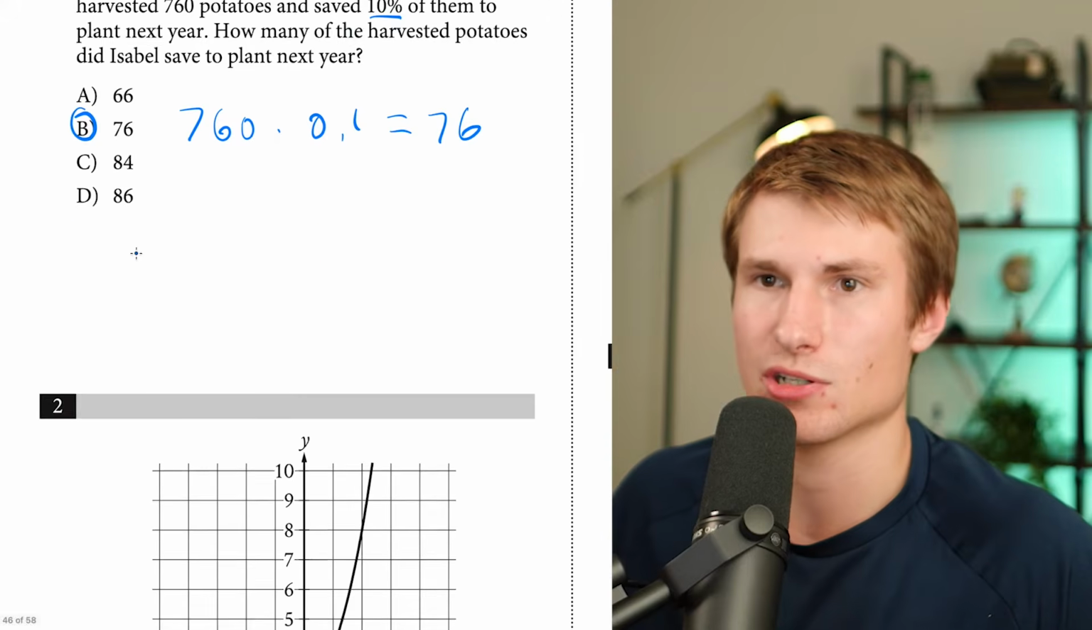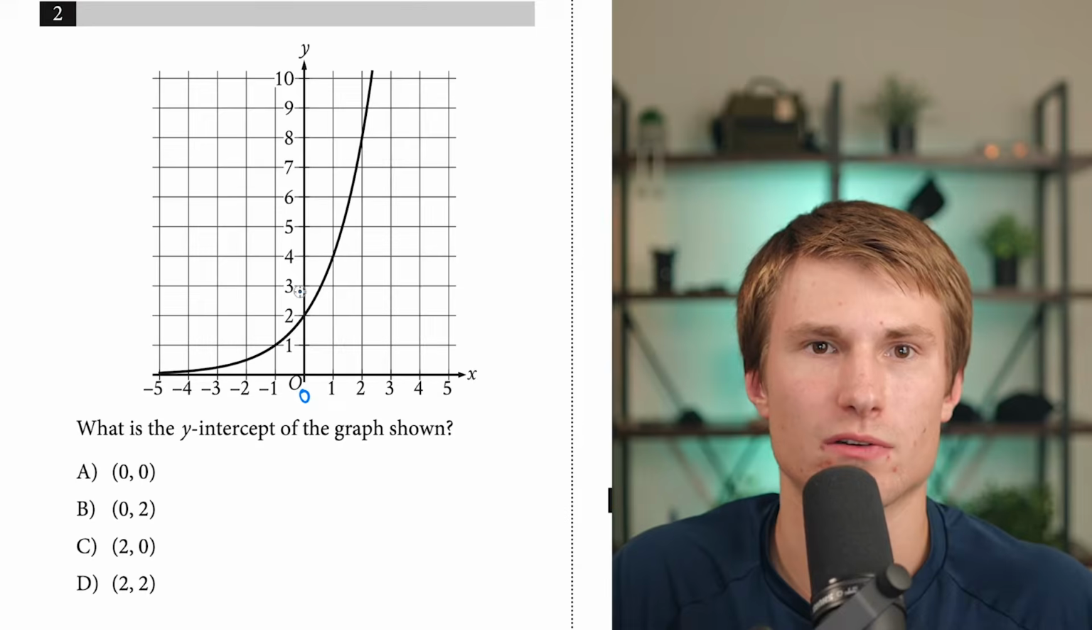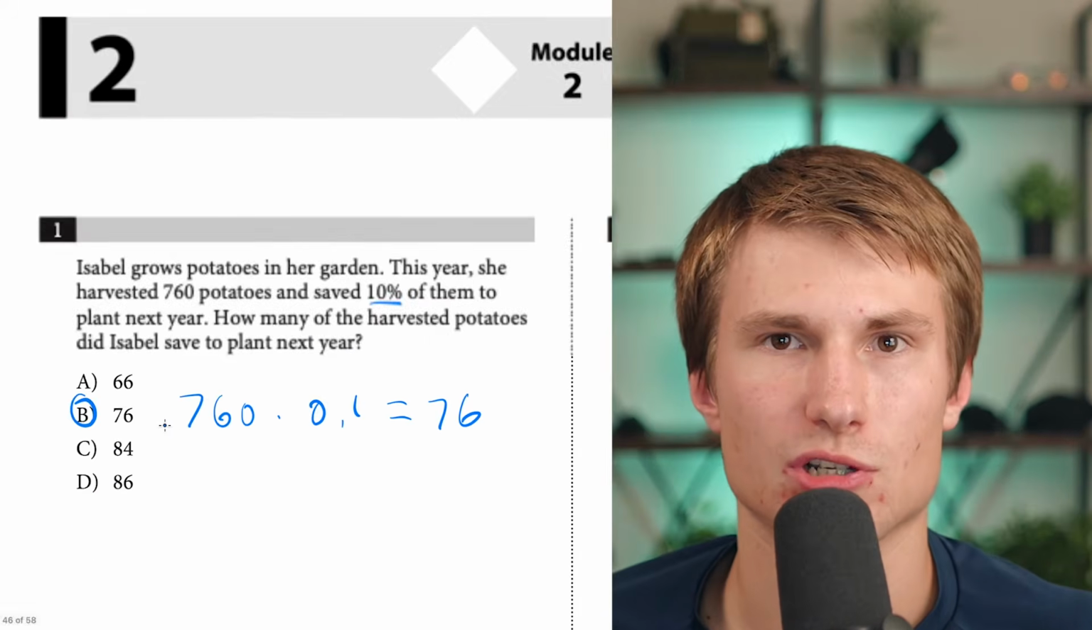Moving on to question number 2. What is the y-intercept of the graph shown? We see our y-intercept is going to be where x is 0. We see that that's going to be at 0, 2. 0, 2 is going to be answer choice B. Moving on to question number 3.